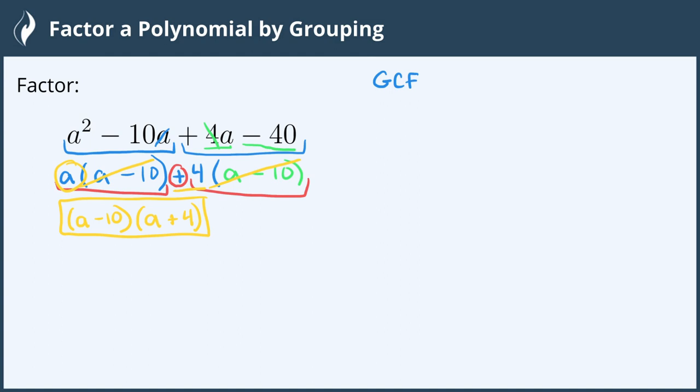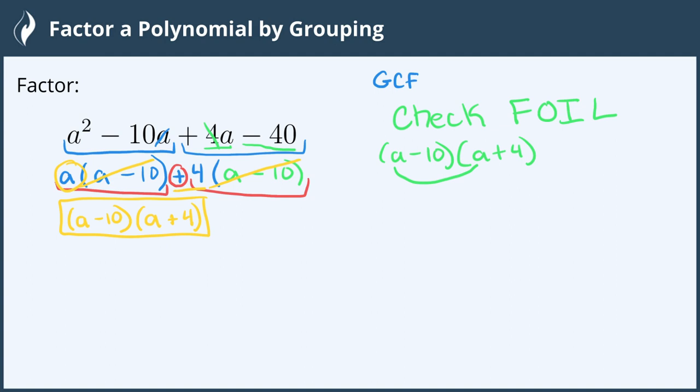We can always check this by multiplying those two together, and this is the FOIL method, first, outside, inside, last. So I have a minus 10 times a plus 4. The first times the first is a squared. The outside is a times positive 4, which is plus 4a.